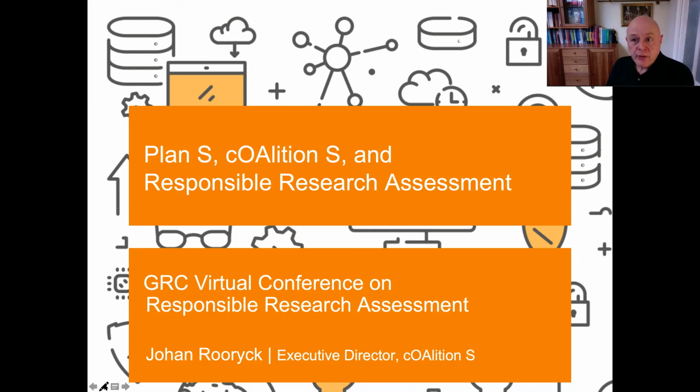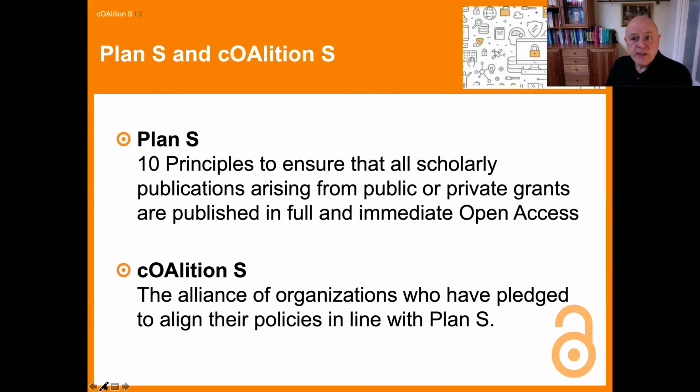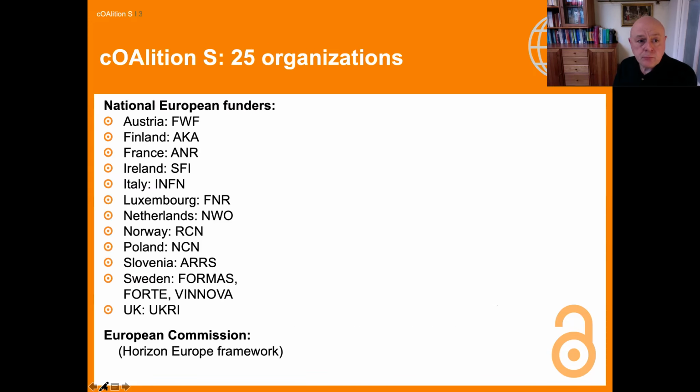I'm the Executive Director of cOAlition S, and today I will speak about responsible research assessment in the context of cOAlition S and Plan S. Plan S is a set of 10 principles designed to transition academic publishing from subscription publishing to open access publishing, to full and immediate open access. cOAlition S is the alliance of organizations that have pledged to align their policies with Plan S, so as to transition the work of all of their researchers to open access.